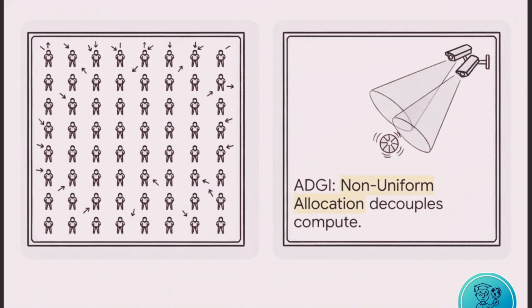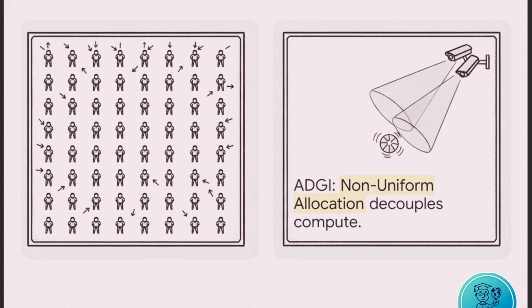Let's contrast these two methods because it's a real game changer. DDGI uses uniform resource allocation. Think of it like a team of security guards uniformly patrolling an entire empty building on a super rigid schedule. You're going to run out of guards very quickly, right? ADGI, on the other hand, stands for Adaptive Dynamic Global Illumination, and it uses non-uniform allocation. It works way more like motion-activated security cameras.